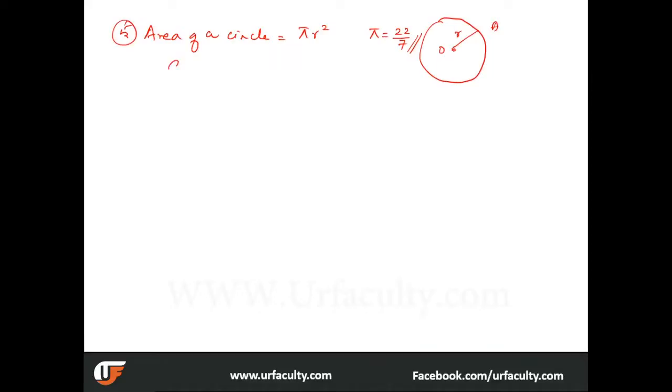So in that case, circumference of a circle. So circumference of a circle is like your perimeter. This is the circumference of the circle. And what is the formula for circumference of a circle? It is 2 pi r.